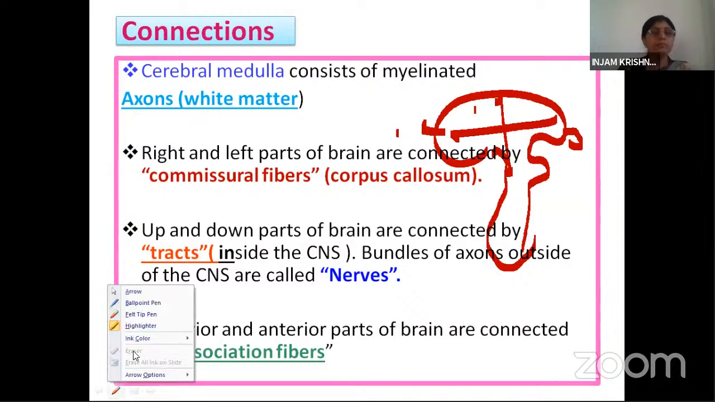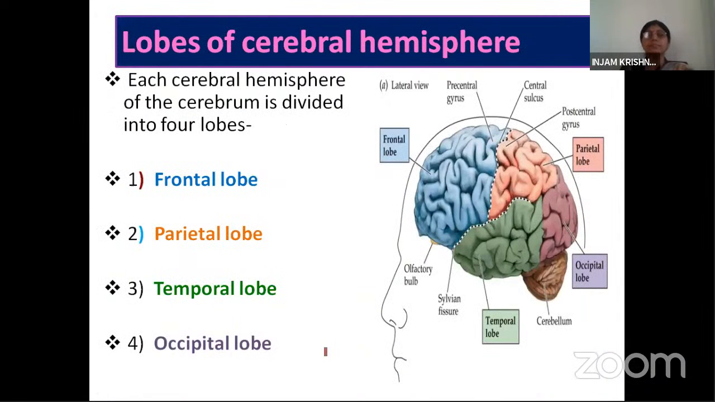Next, we will go to another slide. Lobes of the cerebral hemisphere. Each cerebral hemisphere of the cerebrum is divided into 4 lobes. As I told you, the cerebrum is the largest and major part of the brain. When we first observe, we are able to see only the cerebrum. Already we discussed it is divided into right and left halves by the longitudinal fissure. In another way, we can divide it into 4 lobes.